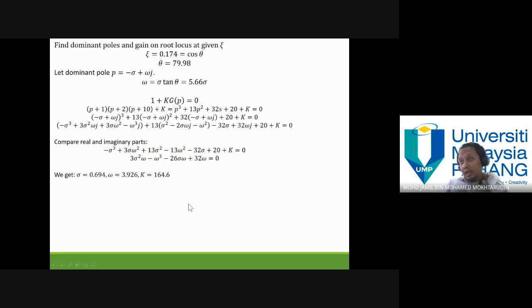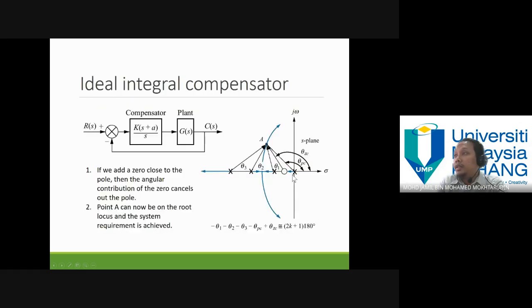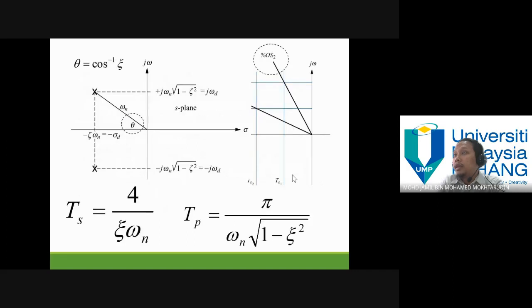Okay, so the calculation is kind of long. Let's look at this calculation one by one. First, we are given the damping ratio. From the formula that I showed earlier, from the damping ratio, we need to calculate the angle of the line. Basically, we have this line here. We want to find the angle of this line. This line will intersect with the root locus at the required damping ratio.